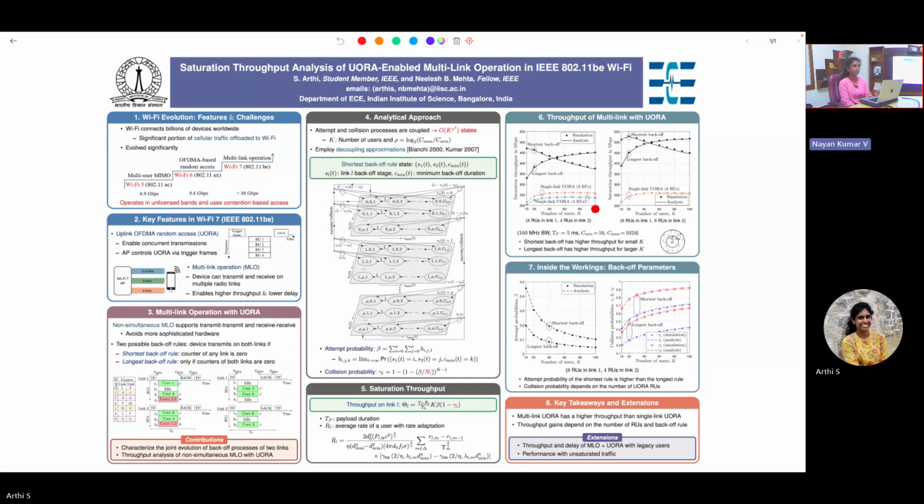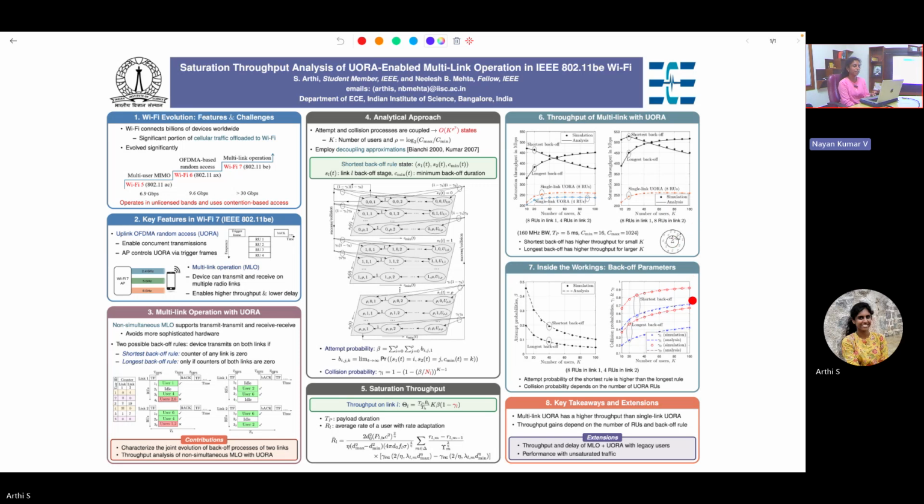And these plots are for a given bandwidth, which is 160 megahertz on both the links, and the payload duration is 5 milliseconds, and the minimum and maximum contention window values are 16 and 1024. And as I already said, the users are distributed around the AP with a minimum distance of 1 meter and a maximum distance of 50 meters.